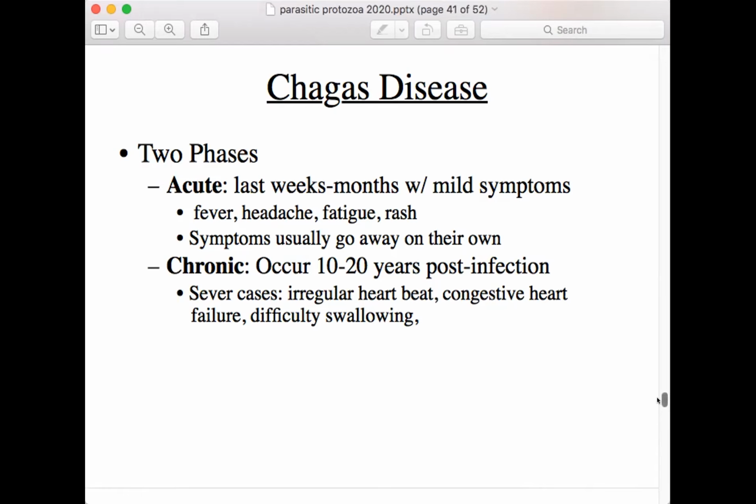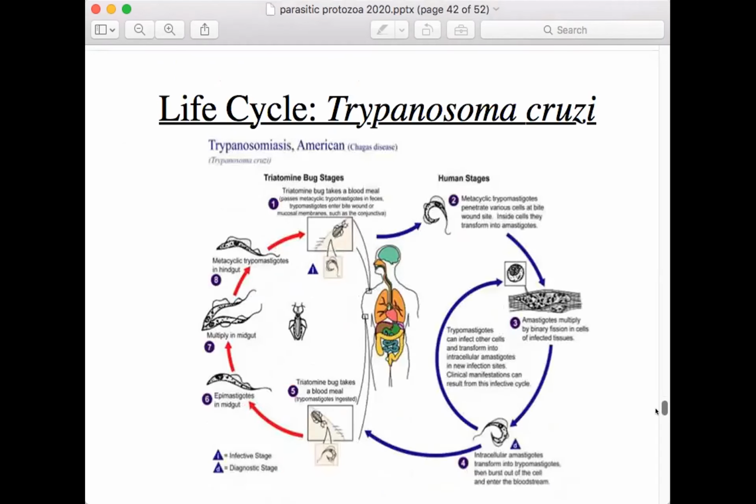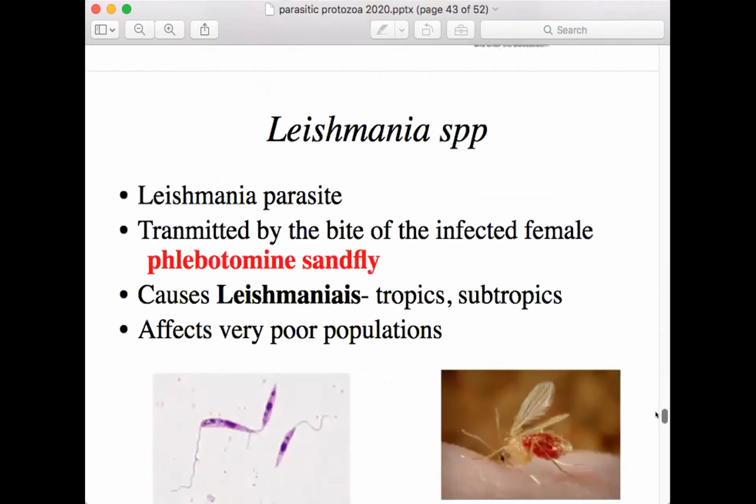So Chagas disease is caused by T. cruzi. It's transmitted by the kissing bug. Very similar life cycle, where the vector here, the kissing bug, will take up the organism from an infected animal that it has bitten, and then it will in turn transmit that organism to humans also, after taking a blood meal from a human.